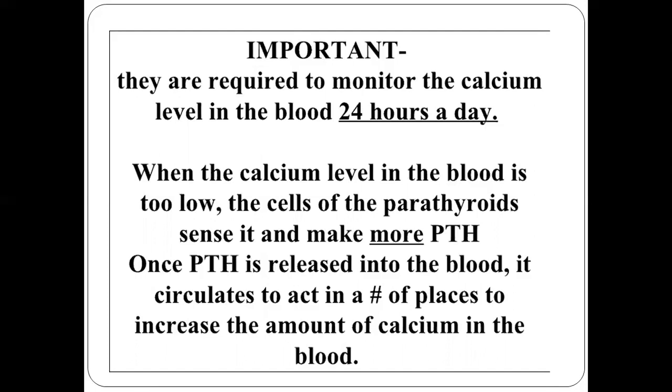If the calcium is decreased, the parathyroid hormone will increase. When the calcium level in the blood is too low, the cells of the parathyroid sense it. They have receptors that sense the level of calcium in the blood, and make more parathyroid hormone. Once the parathyroid hormone is released into the blood, it circulates to act on different places. Which are the different places?